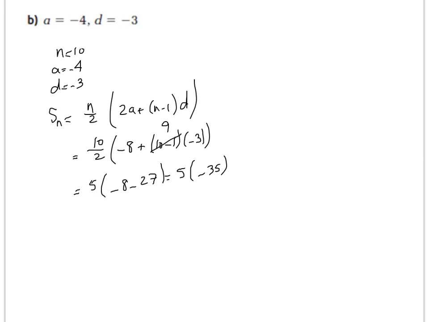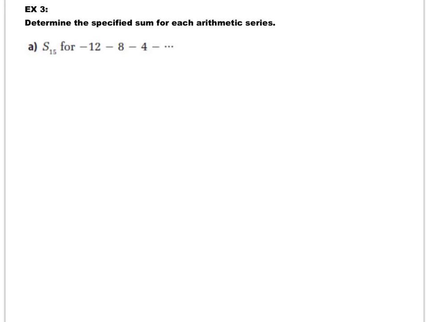Now 5 times -35 is going to give me -175. The next example, we have to find the sum of this arithmetic sequence. The sequence is -12, -8, -4, and so forth. So we have to add all these, and we have to find S15.